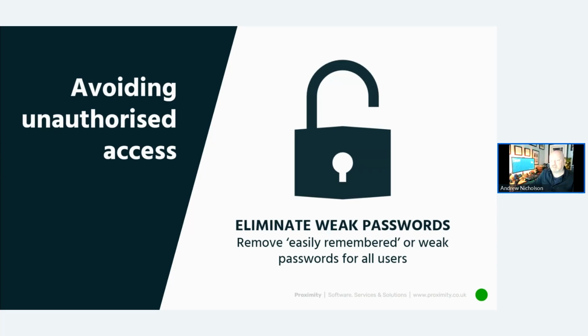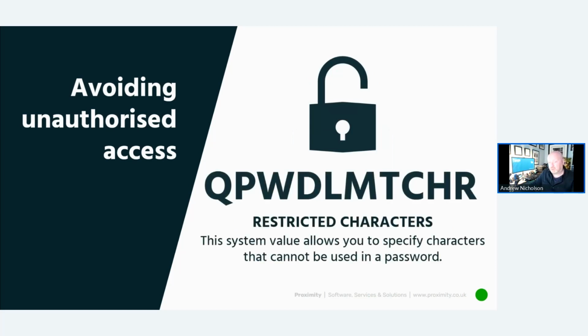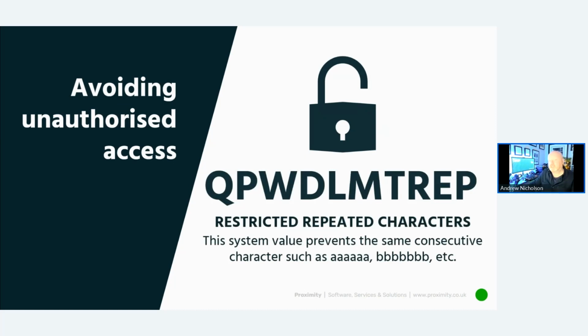Some of the restrictions you may look at include restricting certain characters for passwords. If this is something you'd like to consider, we have a restricted characters for passwords system value. This feature allows you to specify characters that cannot be used in a password. Now, if you wish to restrict the use of repeated characters, you may use the system value of restriction of repeated characters for passwords. And as you'd expect, this prevents users from repeating the same character consecutively in a password, eliminating simple passwords such as AAAAA or BBBBB, etc., etc.